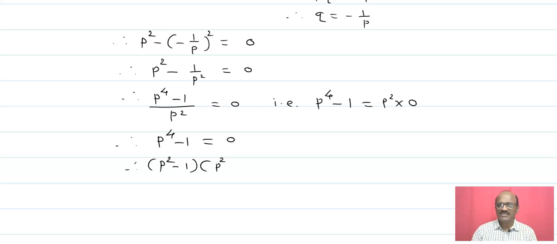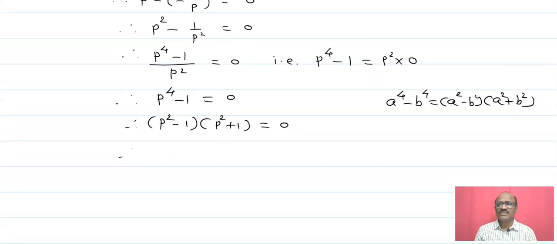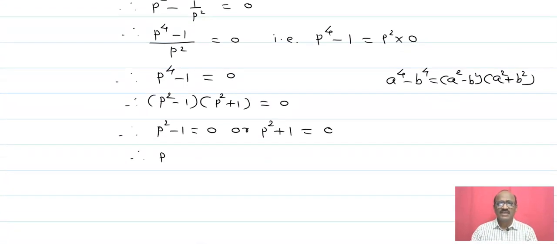Therefore, the factors are like this: (p square minus 1) in the first bracket, (p square plus 1) in the second bracket, is equal to 0. Again, I have factorized here a raised to 4 minus b raised to 4. The factors are (a square minus b square) in the first bracket, and (a square plus b square) in the second bracket. Now p square minus 1 is equal to 0 or p square plus 1 is equal to 0. p square is equal to 1 or p square is equal to minus 1.